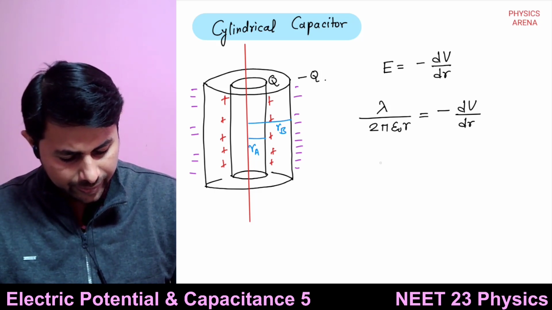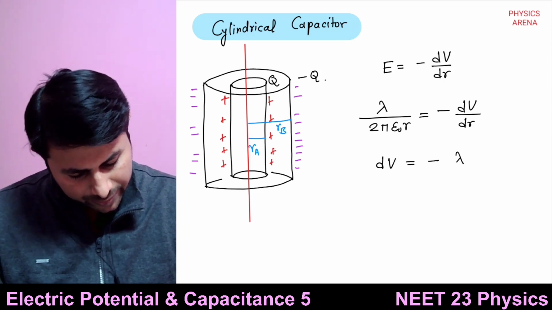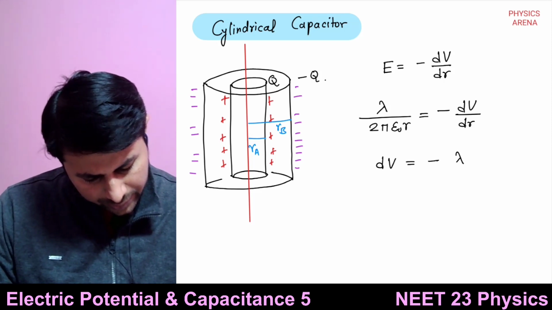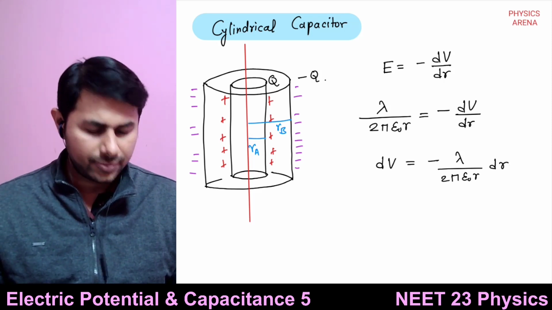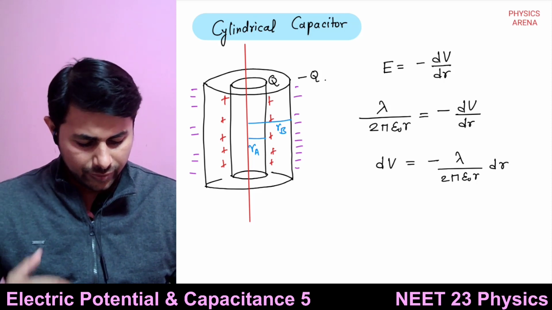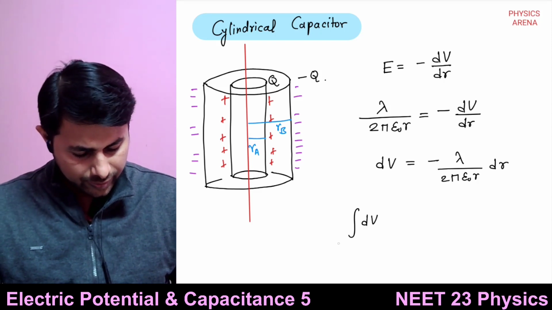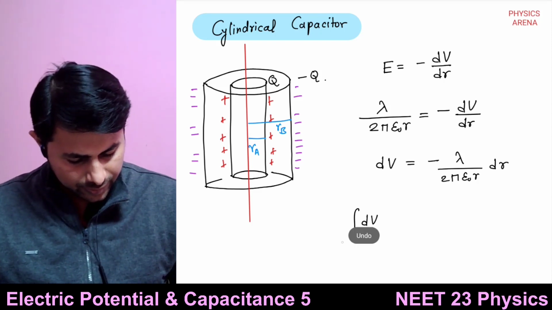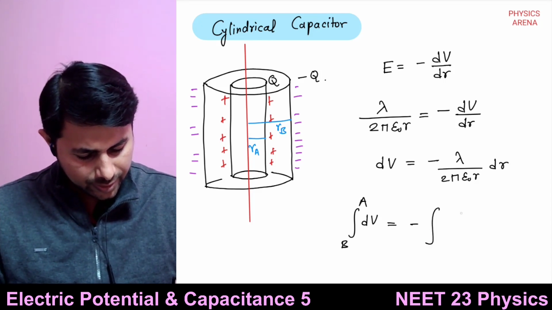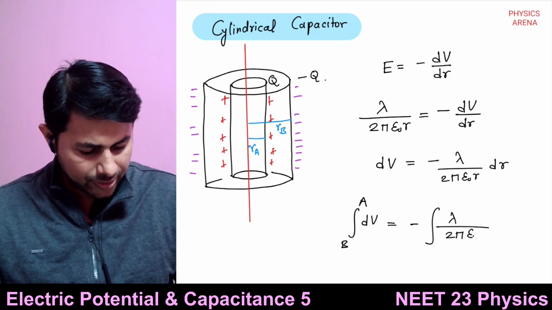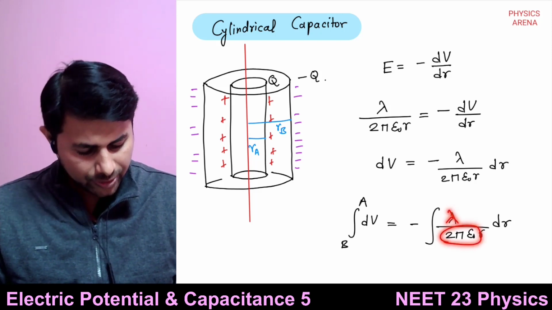Then we can find out dV. So dV is equal to minus lambda divided by 2 pi epsilon naught r times dr. And we can take its integral. If we take its integral, dV from B to A will be given by the integral of minus lambda upon 2 pi epsilon naught r dr. Here we can take lambda upon 2 pi epsilon naught outside.